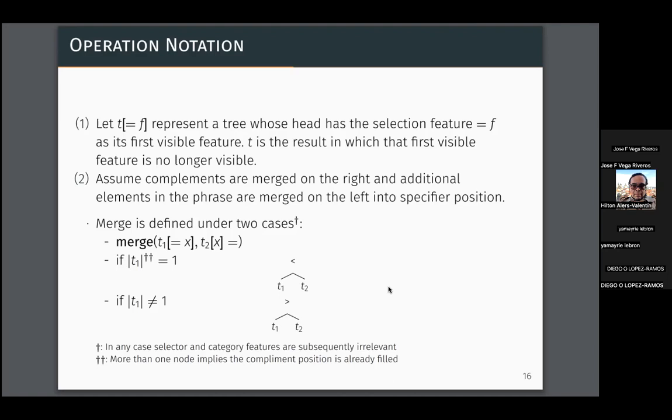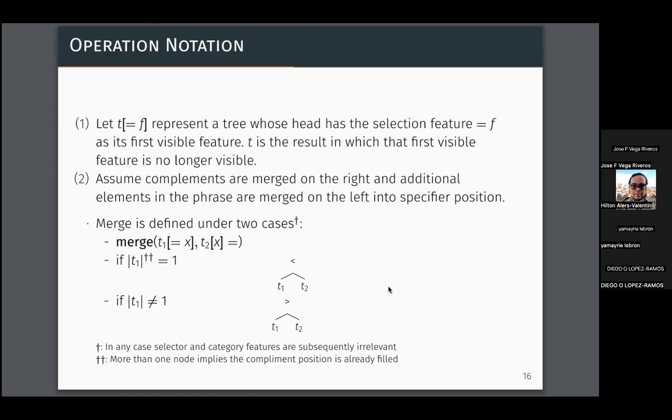So we've already seen this, right? This is a selection feature for some feature F. So this could be anything, whatever we're selecting. And T is the result in which that feature is no longer visible. We've already kind of seen this in the tree that we just did. Whenever we do an operation, a feature is no longer visible, for example, the first one we did with cake and the NP event.